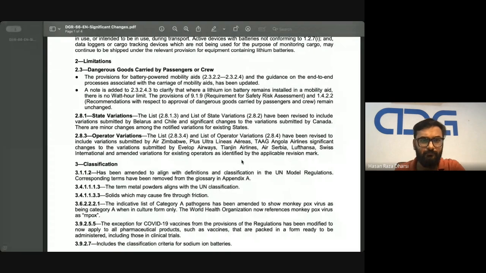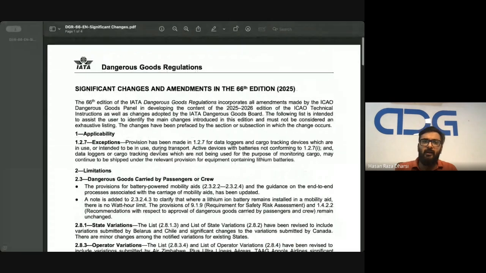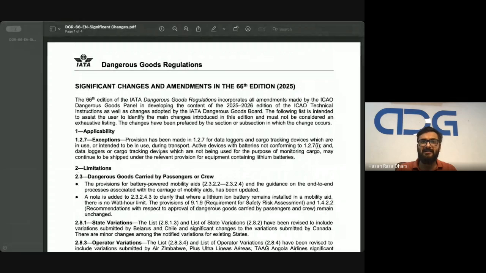Here are the significant changes and amendments in the 66th edition of IATA DGR, which will be applicable from 2025. The 66th edition of the IATA Dangerous Goods Regulations incorporates all the amendments made by the International Civil Aviation Organization Dangerous Goods Panel in developing the content of the 2025 and 2026 edition of the ICAO Technical Instructions.